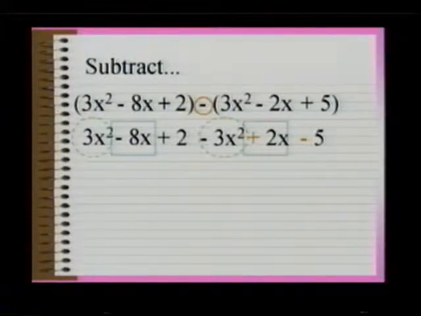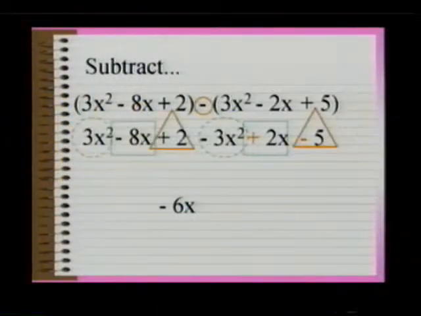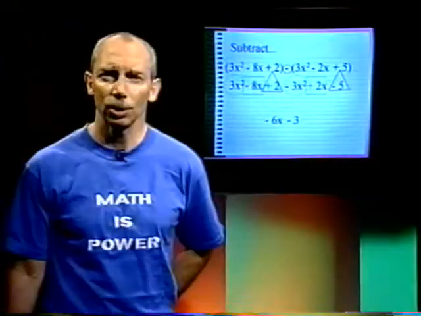The minus 8x and the plus 2x, well, those I can put together, and I get a minus 6x because I have more negative than I have positive. And the 2 and the negative 5, once again, go together and give me a negative 3. And that'll be your answer. Not so hard. Okay, so that's your addition and your subtraction.